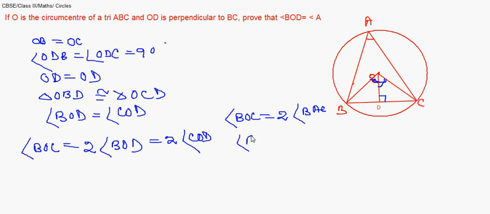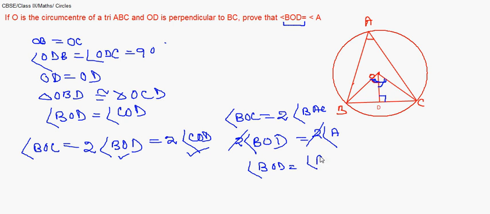So we can substitute this BOC as twice of angle BOD. We could have actually substituted it with either this or that, but as per our proof we need BOD, so I kept it as BOD. So twice of angle BOD is equal to twice of angle A. BAC is equivalent to angle A. So if I cancel these two, I'm getting angle BOD equal to angle A. So we also have proved this one.